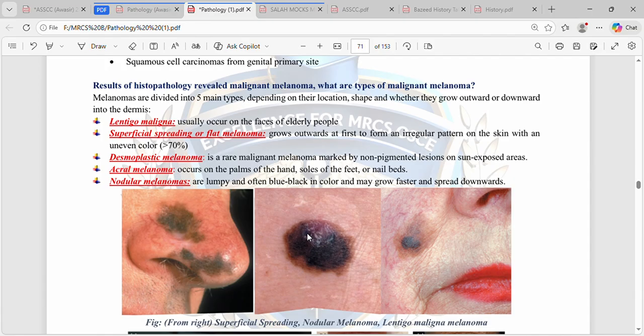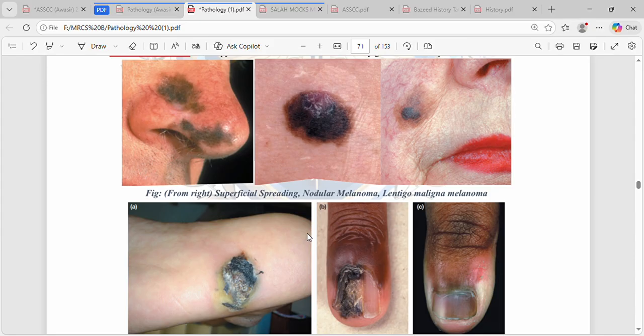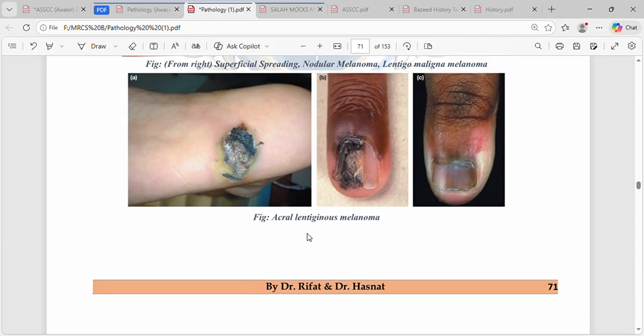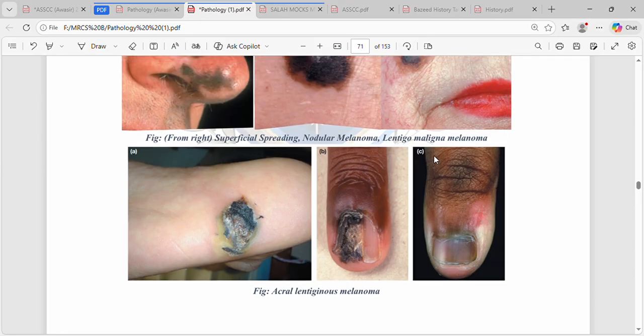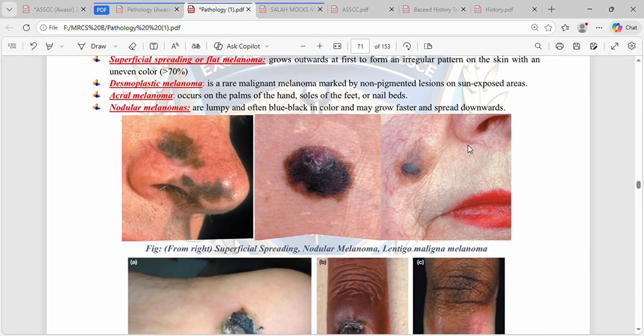Acral melanoma occurs on the palms of the hand, soles of the feet, or nail beds. Nodular melanomas are lumpy and often blue-black in color, and may grow faster and spread downwards. Okay, so this is acral in the nail beds. This is acral on the sole of the foot, acral lentiginous melanoma. This is on the face, so this is superficial spreading.